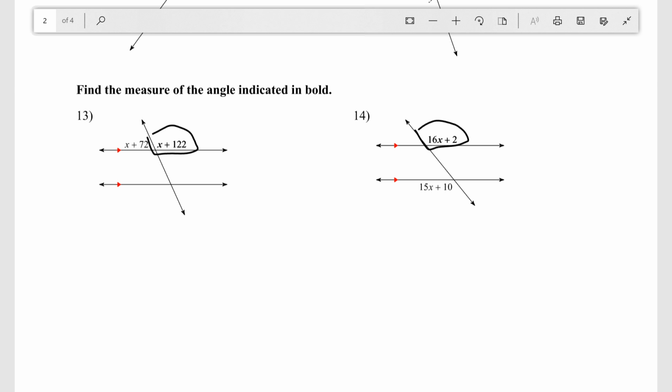Now this one is slightly different from our level 2 worksheet video because theirs was just solving for x. I want you to now solve for the entire angle after you solve for x. So it is kind of a two-step process. So let's start with number 13. The two angles that I have information about are side by side on a straight line. So I would say that these are supplementary.